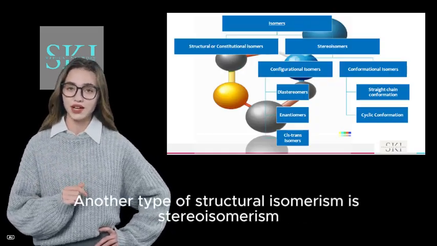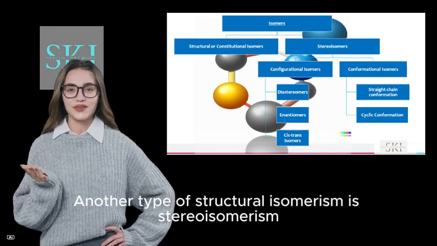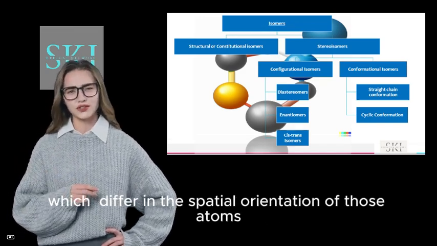Another type of isomerism is stereoisomerism, which differs in the spatial orientation of those atoms.